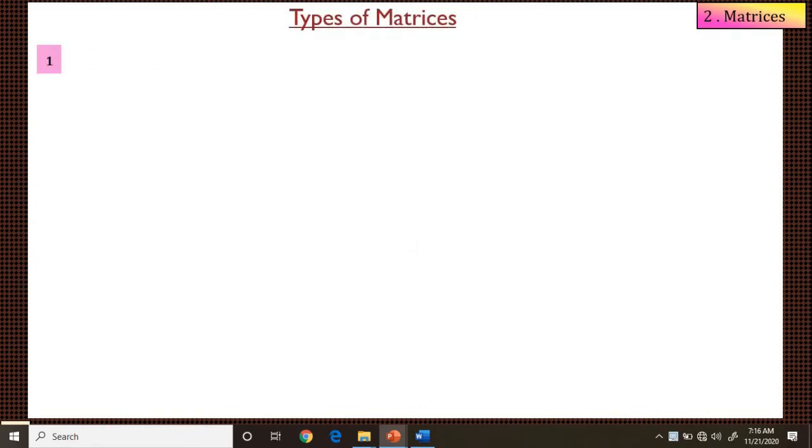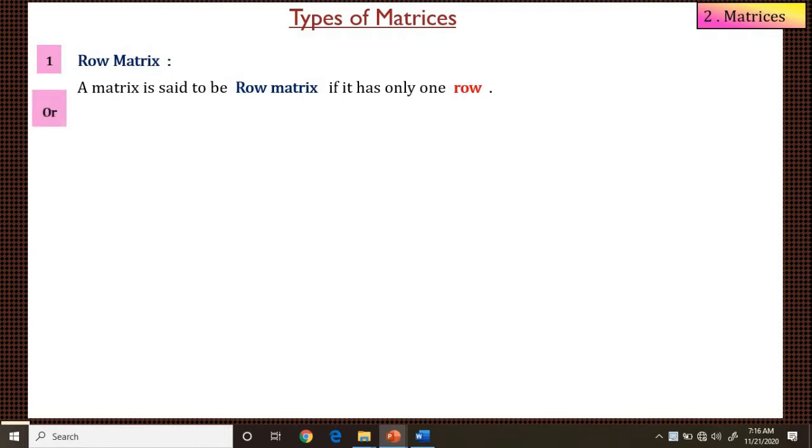The first type, row matrix. A matrix is said to be a row matrix if it has only one row. That means the matrix consists of only one row but many columns. So another way of defining a row matrix is: a matrix of order 1 cross n is called a row matrix. This is another definition for row matrix in terms of order.